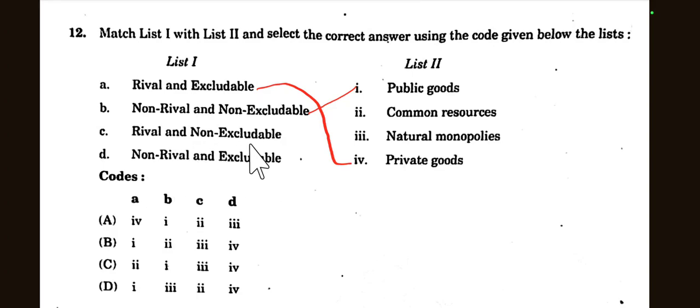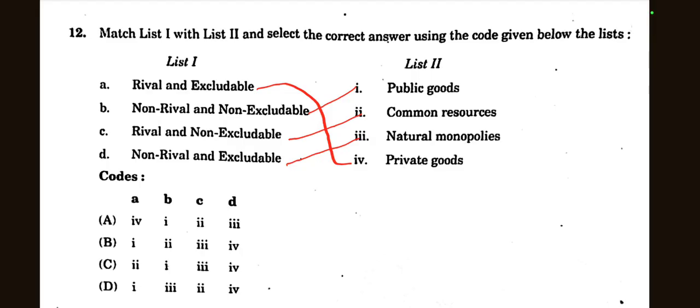First one is rival and non-excludable: common resources. And non-rival and excludable: natural monopolies. These are direct questions: rival, excludable, private goods; non-rival, non-excludable, public goods. But rival and non-excludable, common resources. How? Common resources in economics are goods that are rival but non-excludable. This means that if one person uses the good, it reduces others' ability to enjoy the good. So it is common resources.